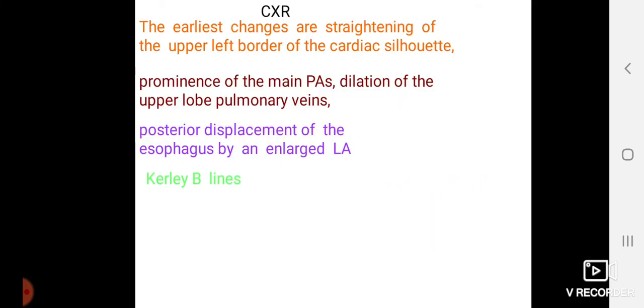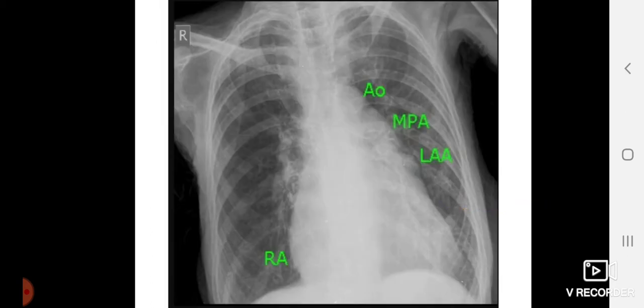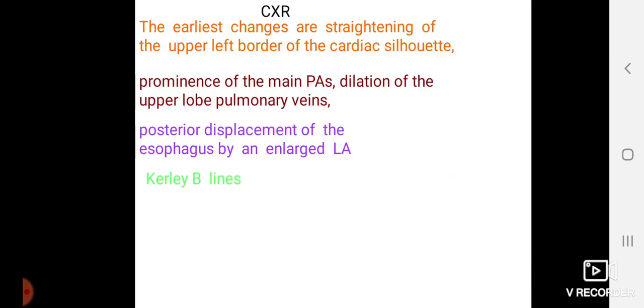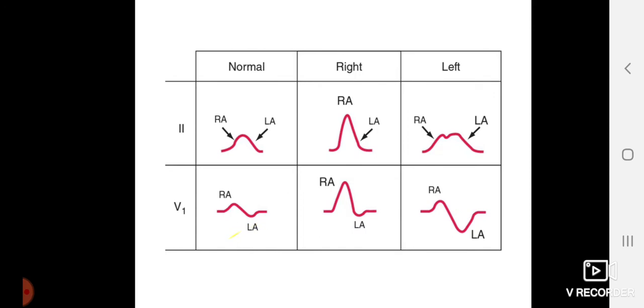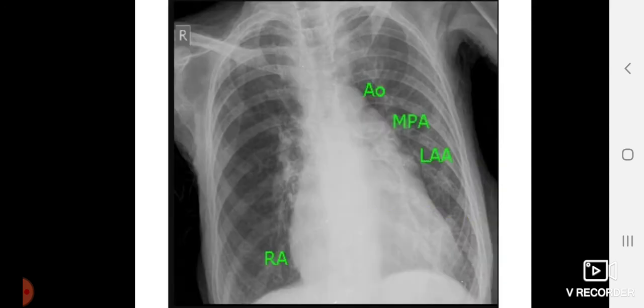Chest X-ray. The earliest changes are straightening of the upper left border of the cardiac silhouette. We can see prominence of the main pulmonary arteries, dilatation of upper lobe pulmonary veins, posterior displacement of the esophagus by an enlarged left atrium, and Kerley B lines. Kerley B lines are horizontal lines we can see in the lower lobe or middle lung zones due to interstitial edema.